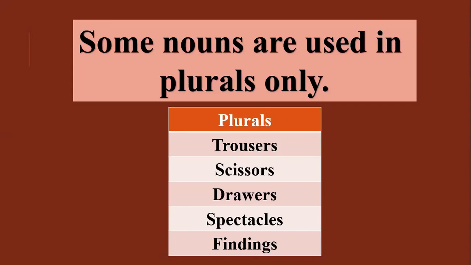Scissors. I won't say where are the scissor, where is my scissor, but I will say where are my scissors. Because that is the way they're always written in plural form. They're never written in singular form.